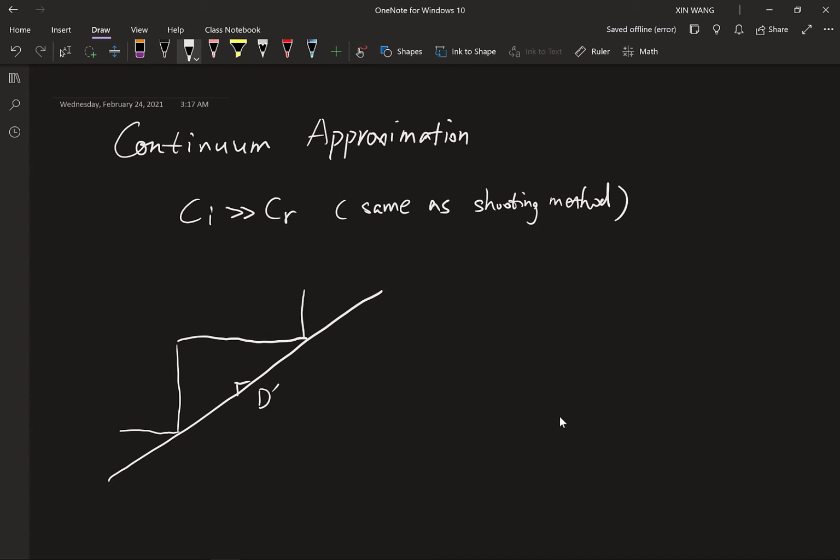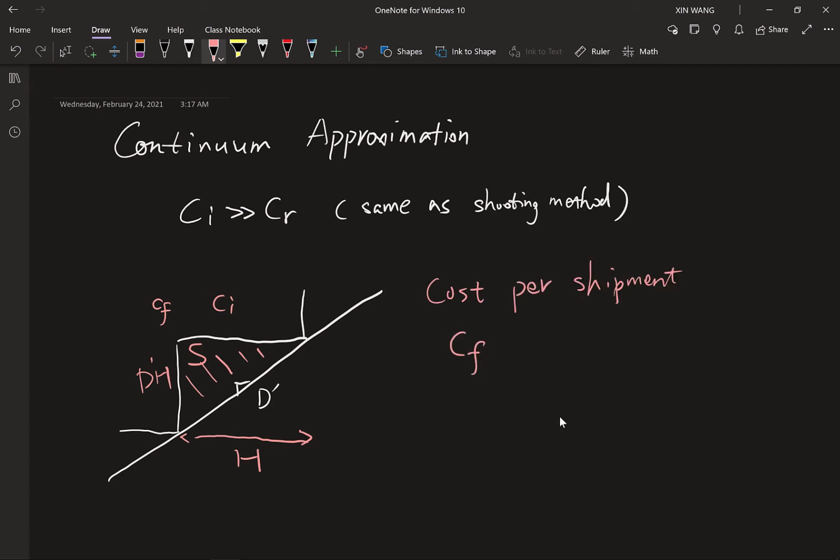This is a headway, and then this is a load. Then we have a fixed cost for the shipment. This area is S, and then the inventory waiting cost is CI. So in this case, the total cost for this one shipment, cost per shipment, should be the fixed cost plus the inventory waiting cost times this area. And then when we are given the demand rate and then the headway, we can calculate the area based on the triangle because we have this time horizon.